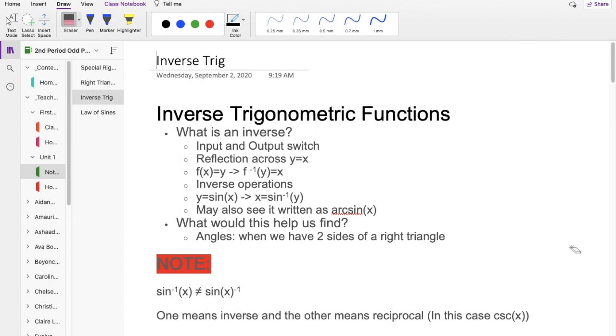So in this video, we are going to be discussing inverse trig functions. These inverse trig functions are going to be very important for us when we are solving for angles.